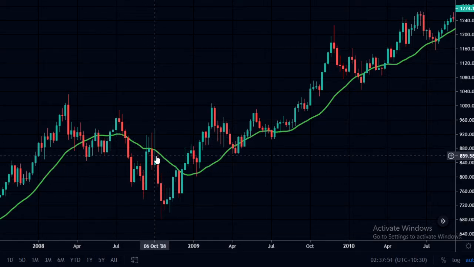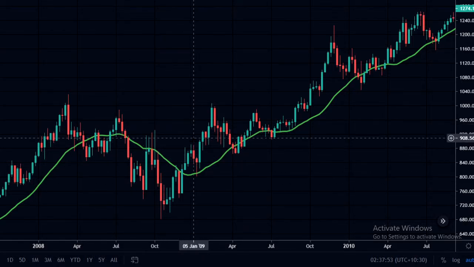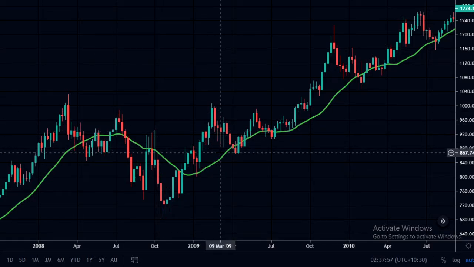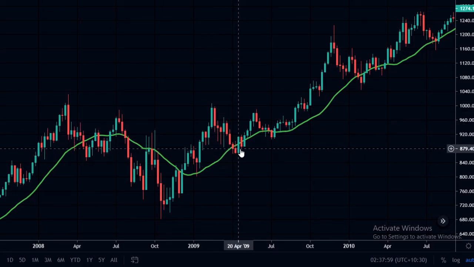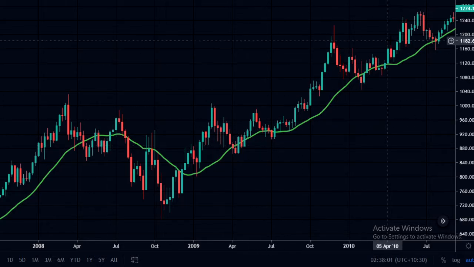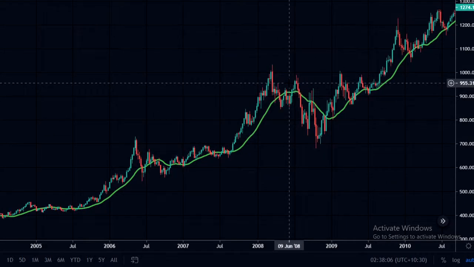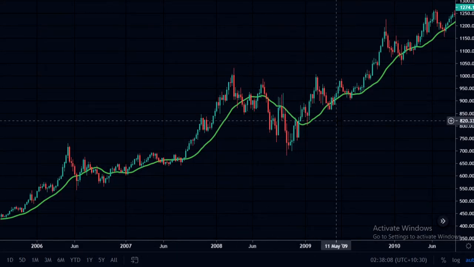We can see the left shoulder, the head, and the right shoulder. And then once we sort of got above the neckline here, came back down a little bit, but then that was where gold started taking off again. So I do see a lot of similarities between this pattern here and the current pattern.